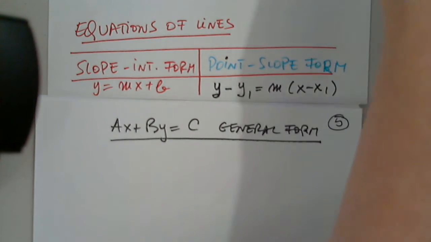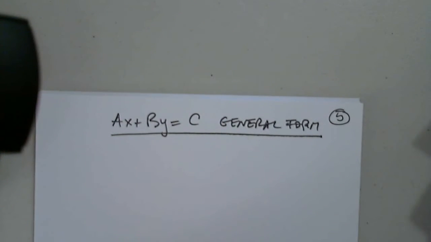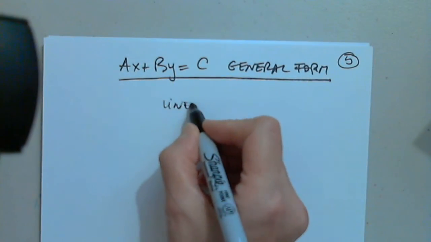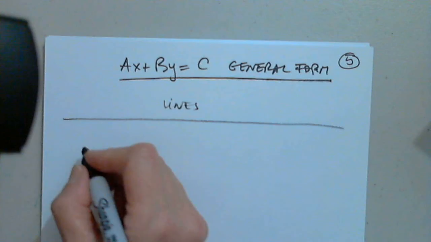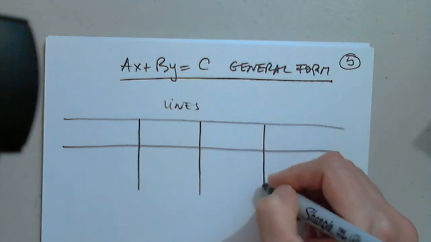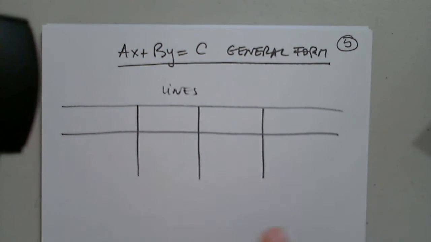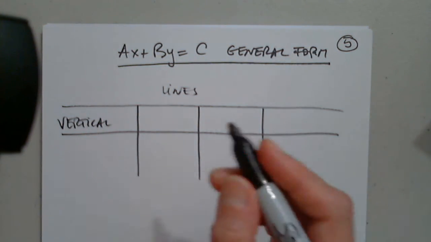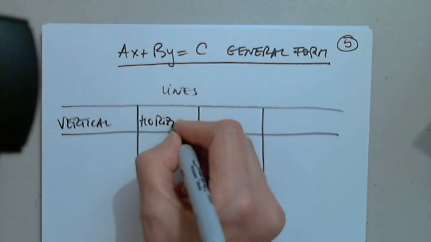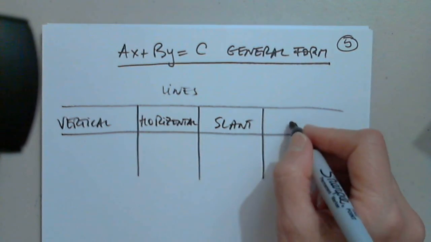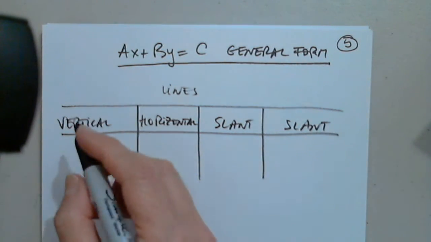Okay, let's refresh our memory on parallel and perpendicular lines. Anyone remembers parallel, perpendicular lines? So lines, four different types: vertical, horizontal, slant, in different ways. Vertical is this one.